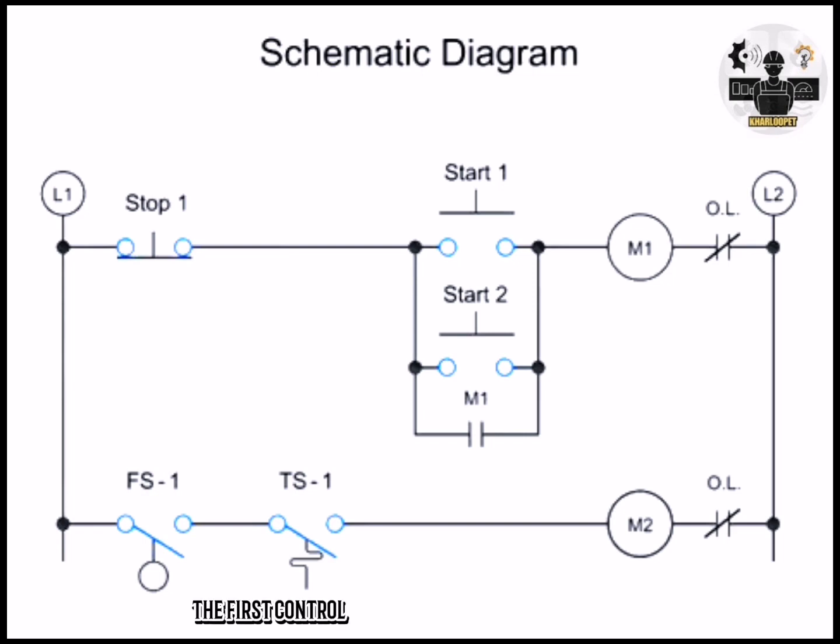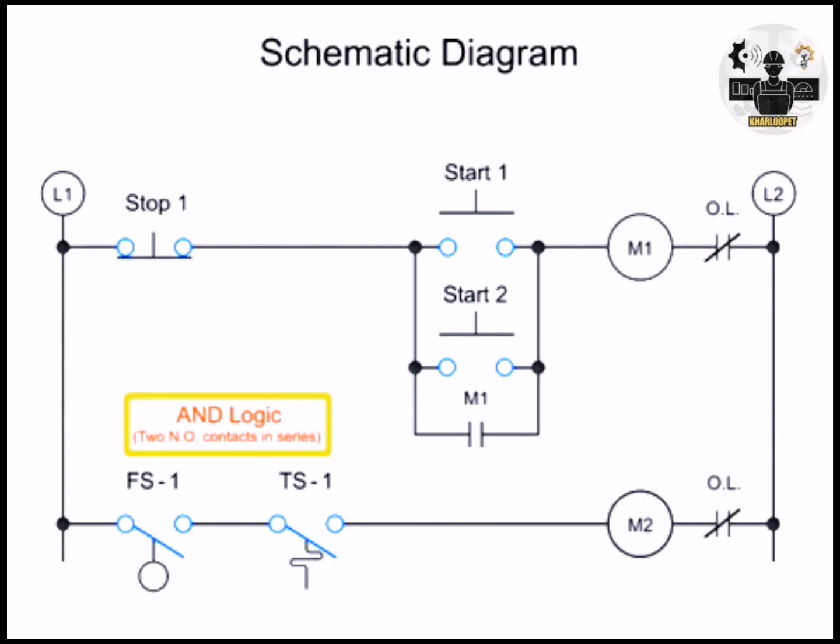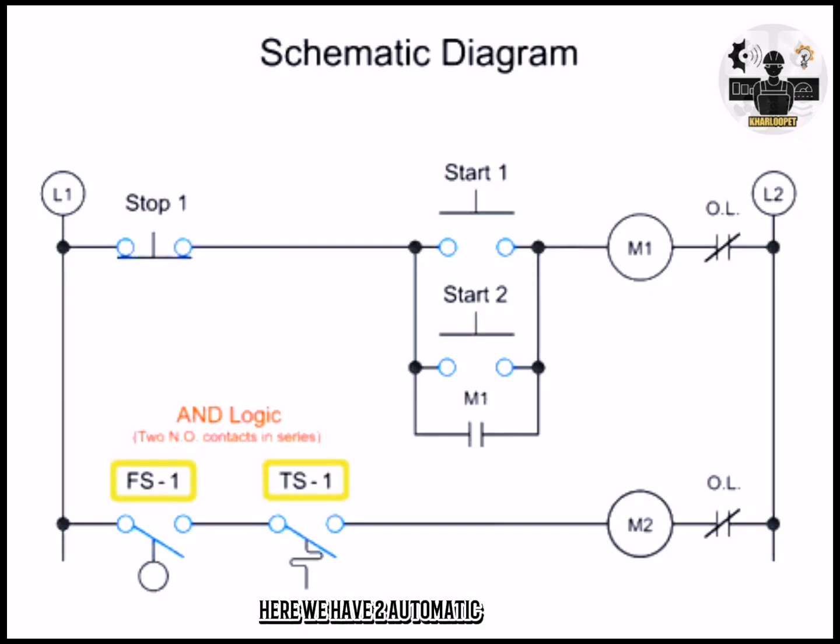The first control logic we will look at is AND logic. AND logic is present when there are normally open control devices connected in series. Here we have two automatic switches. The motor coil, M2, will only be energized if both float switch 1 and temperature switch 1 are closed.